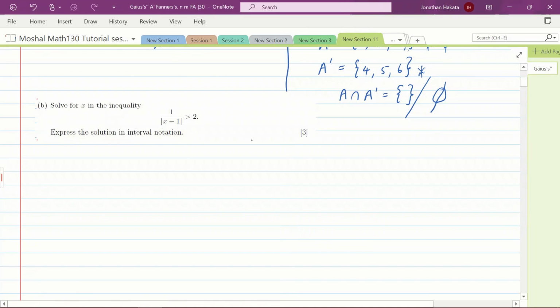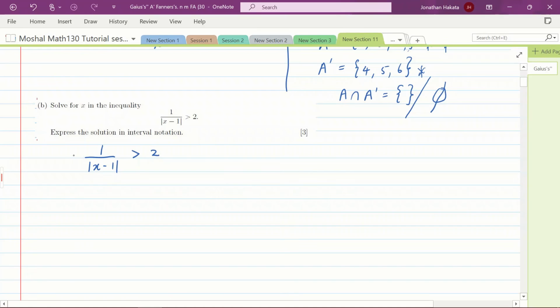Express the solution in interval notation. You could have seen maybe this question somewhere, but let's see the proper way of tackling this. Now, the best way to deal with fractions of this nature is to dissolve the fractions first. If you are given an inequality with fractions like this, the best way to deal with it is to dissolve the fractions. How do we do that?